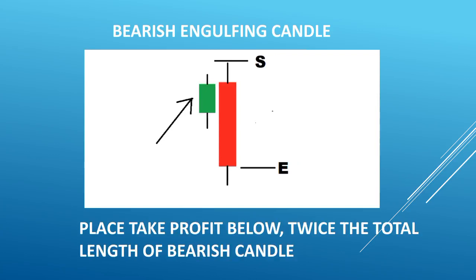Then you can place your take profit below, twice the total length of the bearish candle. The bearish candle is the red candle, and the total length of that red candle is from the upper wick to the lower wick. I'm talking about from point S to the lowest point below point E. So you measure twice the length in pips to get your TP, your take profit, when trading the bearish engulfing candle.